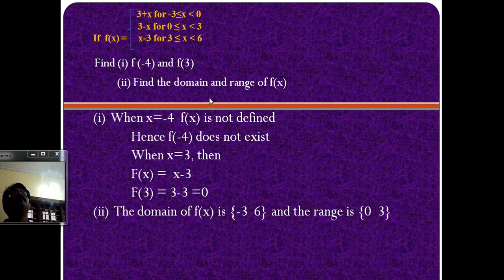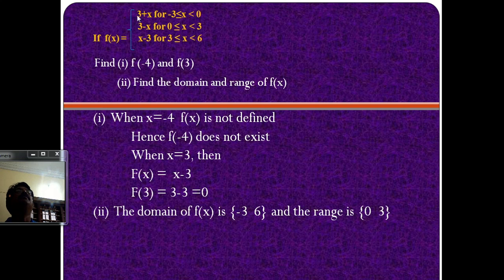And the range means the values of y, which depend upon the values of x. For example, when x is equal to minus 3, what is the value of y? 3 plus minus 3 is 0. So the lowest limit is 0. Start from 0. And what is the highest value? The highest value is 6. You substitute the value of 6 here, then 6 minus 3 is equal to 3. So the range is 0 to 3.